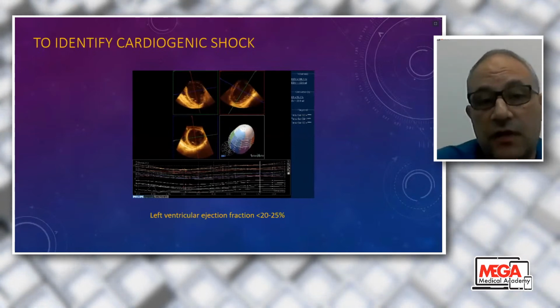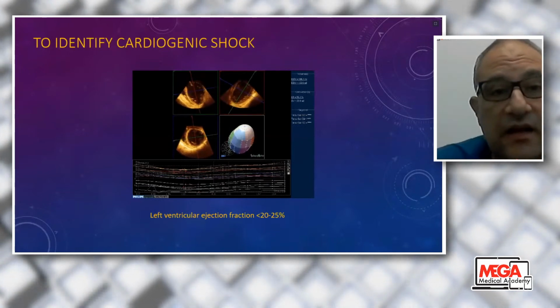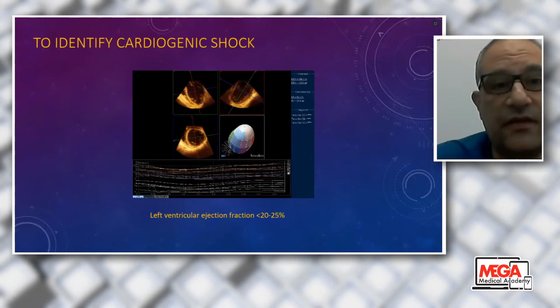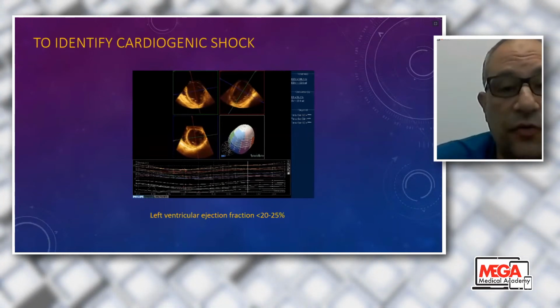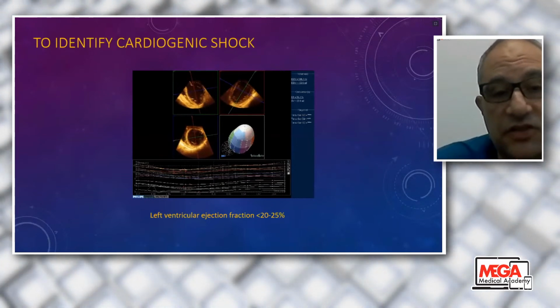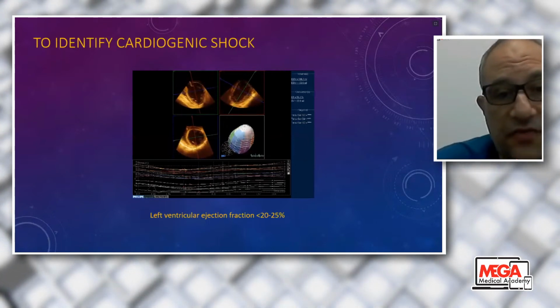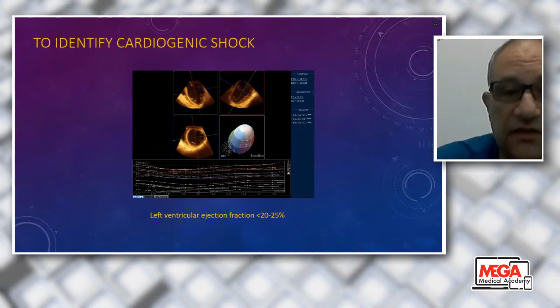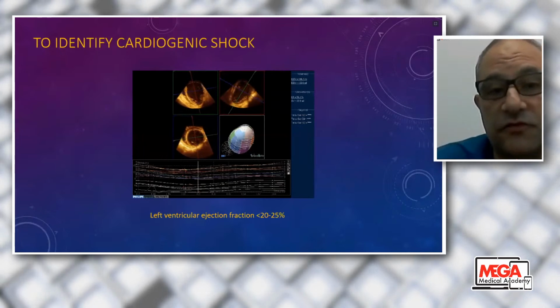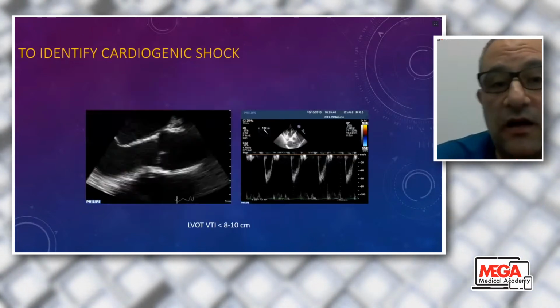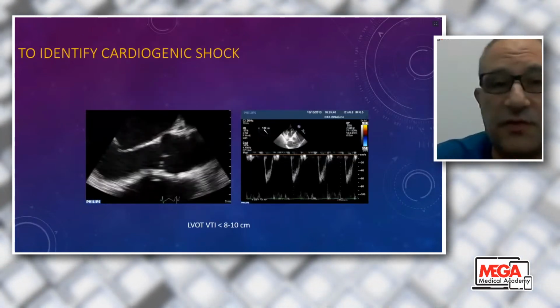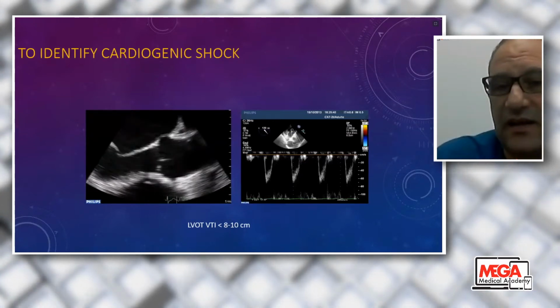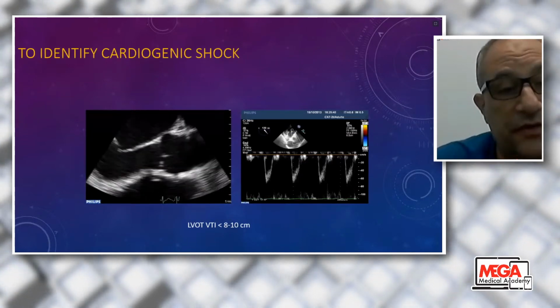Echo may not need measurement. I can detect hypocontractility by eyeballing. So what I am seeing is an ejection fraction less than 20 to 25 without any measurement. However, I have many methods of measurement, and I'm going to focus on specific points of measurement which are practical to use in the perioperative period.